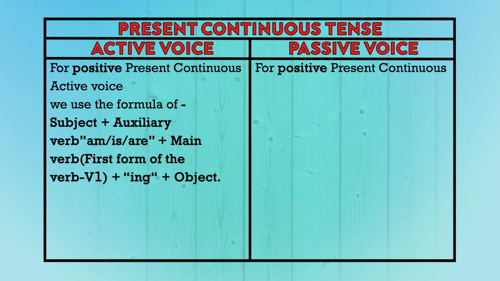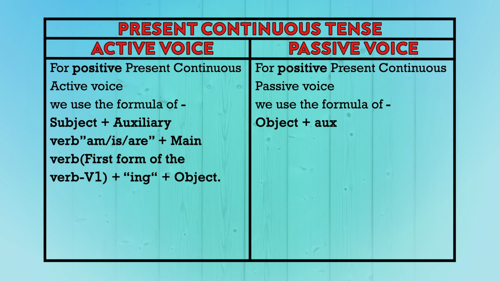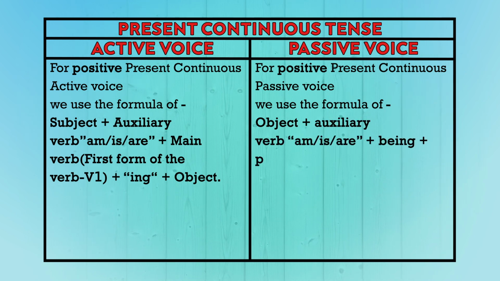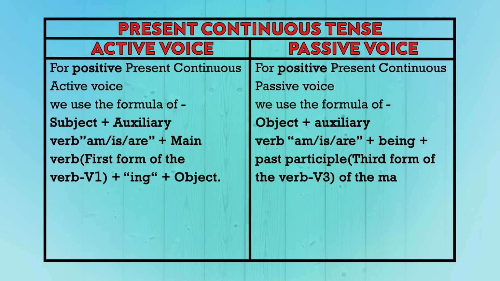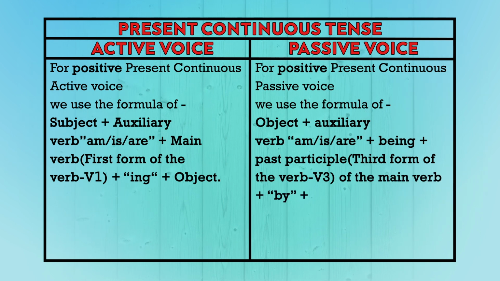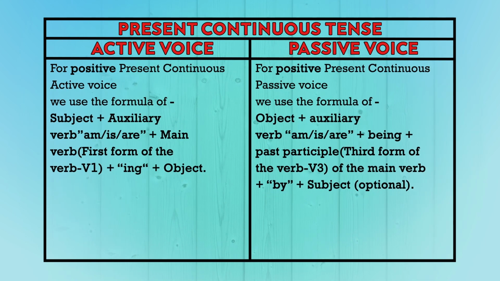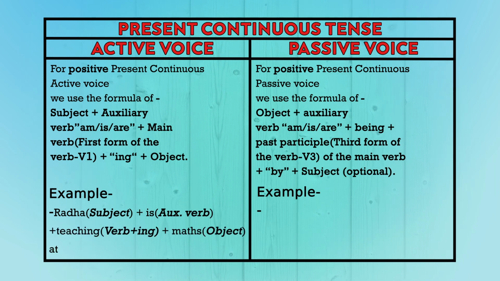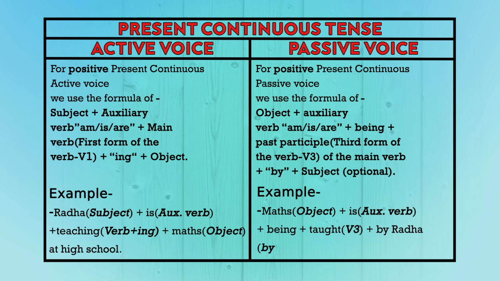Now when we change it, it is object plus am, is, are plus being plus past participle, that is third form of the verb, plus by plus subject. So let us see some examples. Radha is teaching maths at high school. Maths is being taught by Radha at high school.